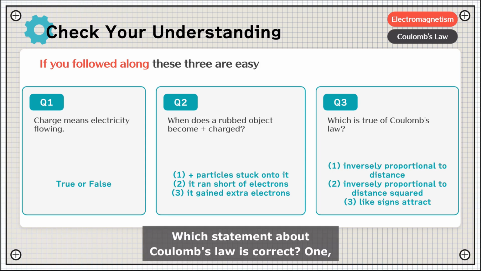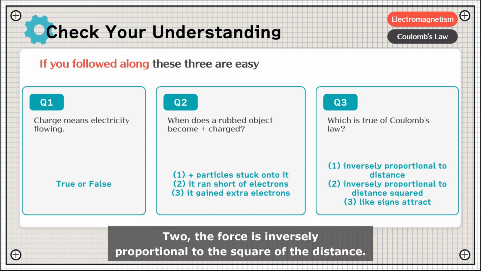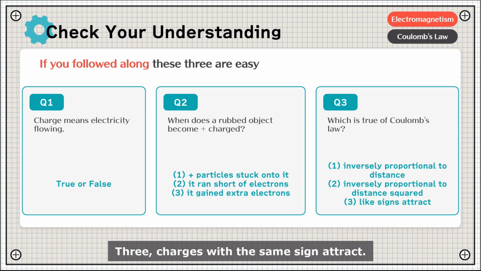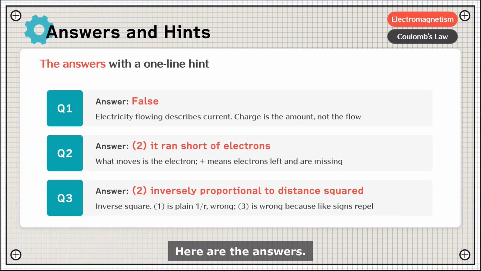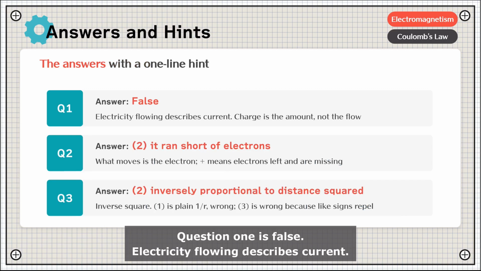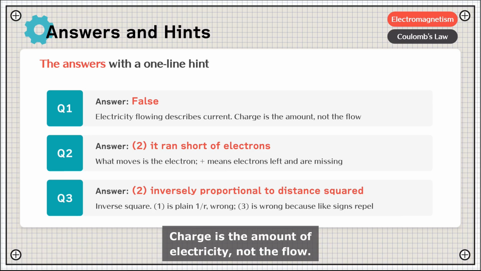Question 3. Which statement about Coulomb's law is correct? 1. The force is inversely proportional to the distance. 2. The force is inversely proportional to the square of the distance. 3. Charges with the same sign attract. Here are the answers. Question 1 is false. Electricity flowing describes current. Charge is the amount of electricity, not the flow.